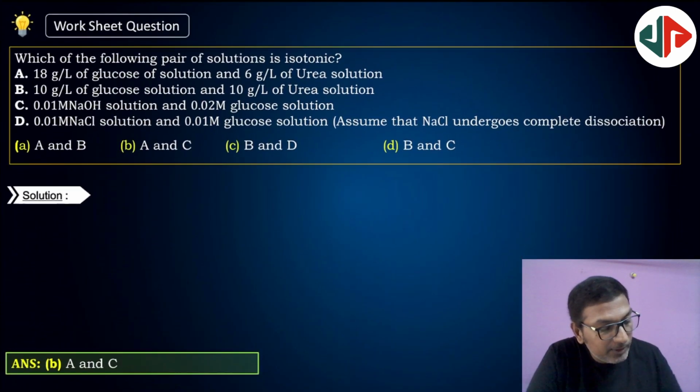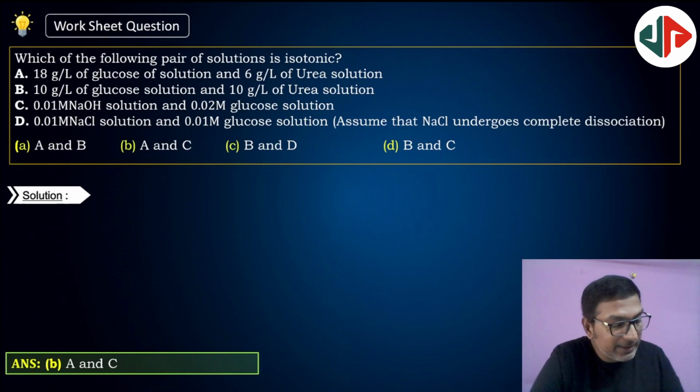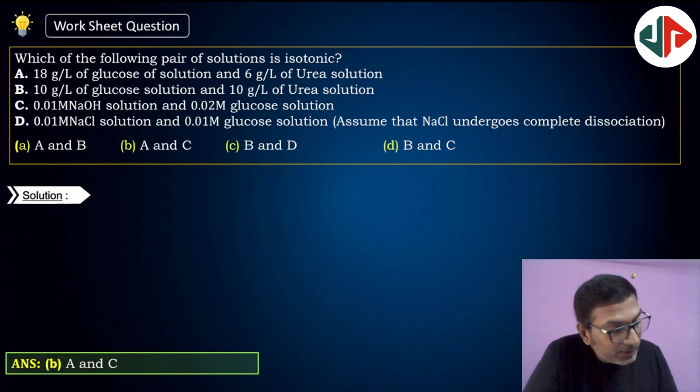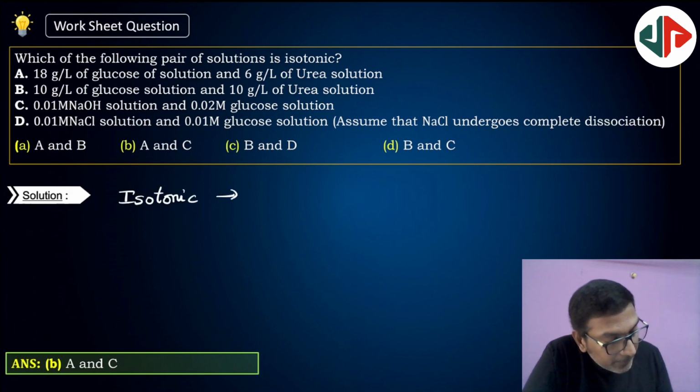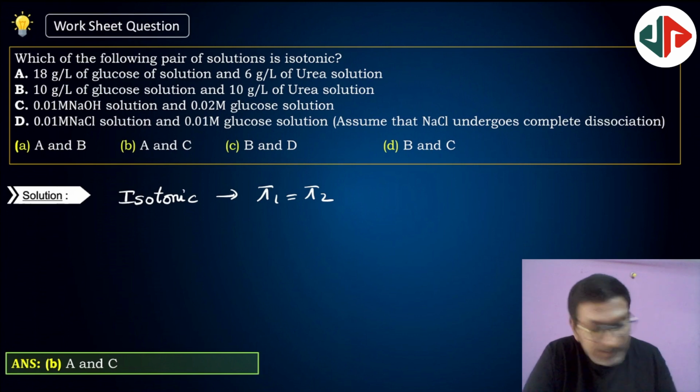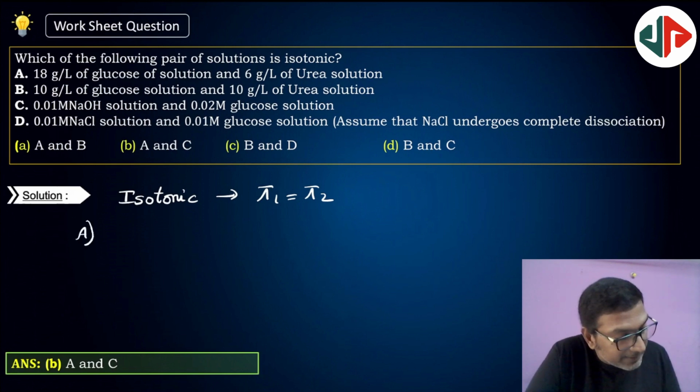Which of the following pairs of solutions is isotonic? Isotonic solution means pi 1 equal to pi 2. Two solutions are said to be isotonic if they have the same osmotic pressure. That is very important. So take option A first.